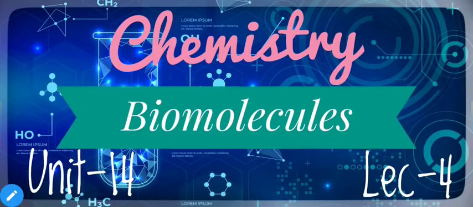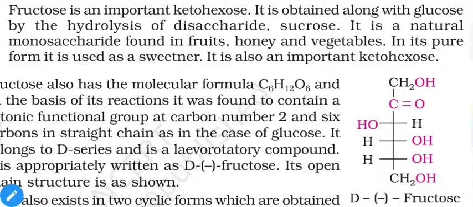So in the previous lecture we discussed our first monosaccharide, glucose, and now let's start with fructose. Fructose is an important ketohexose. As the name suggests, it contains a ketone group and 6 carbons. It's obtained along with glucose by the hydrolysis of the disaccharide sucrose. It is a natural monosaccharide found in fruit, honey, vegetables, etc. In its pure form, it is used as a sweetener.